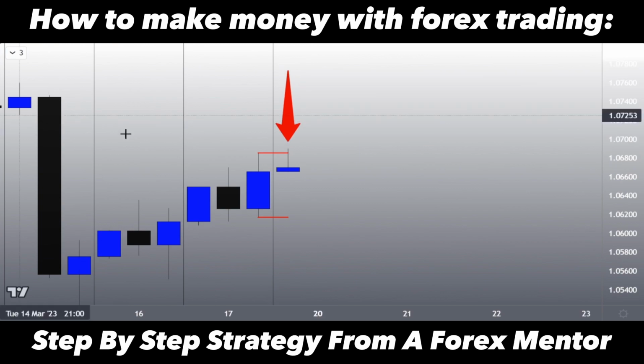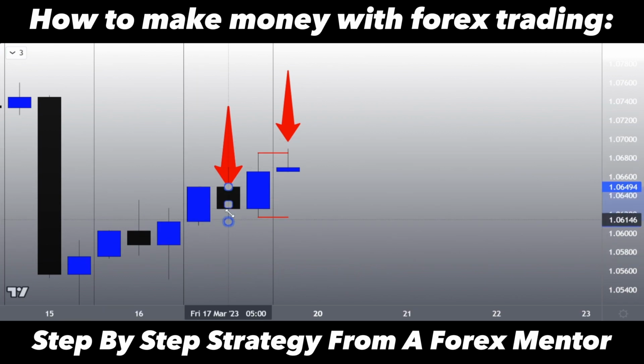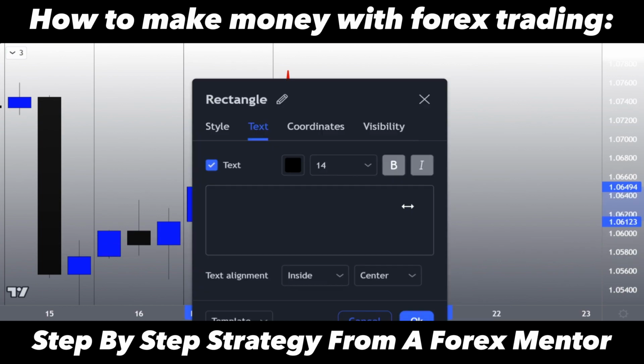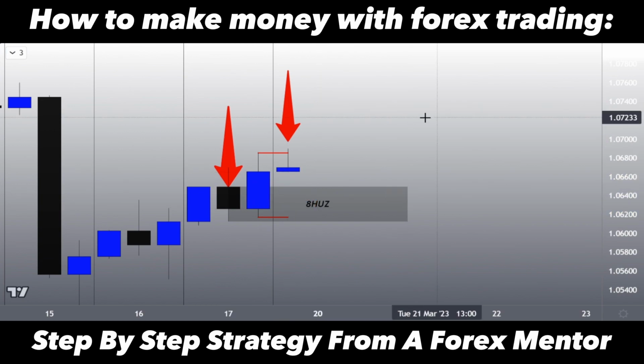Now we need to focus on what is happening on the previous day. I focus on 2 days, the current day and the previous day. The previous day, we can see that we have a fresh unmitigated demand zone. So what do we do? We just mark it out like so into the future. This box right now is our 8-hour unmitigated zone. Unmitigated means that at no point has there been a test of this area of influence. There has been no test whatsoever. That means that it is unmitigated. So that's all that we're doing on the 8H.